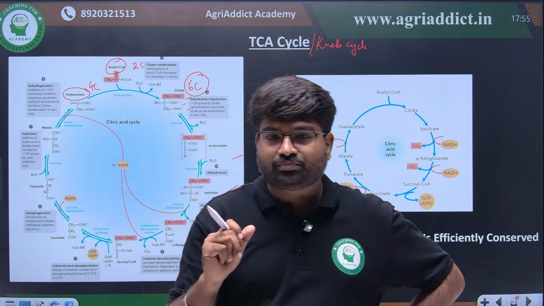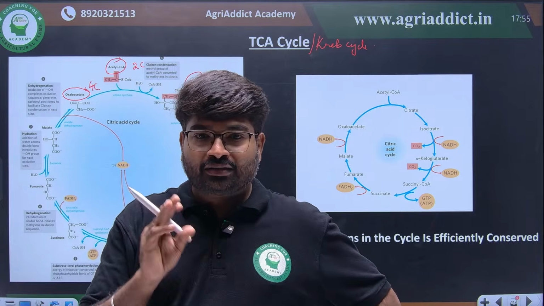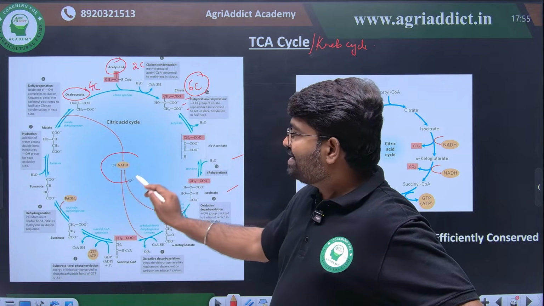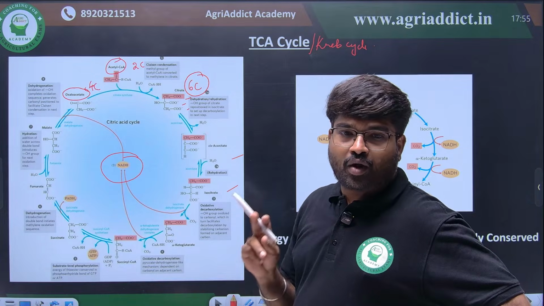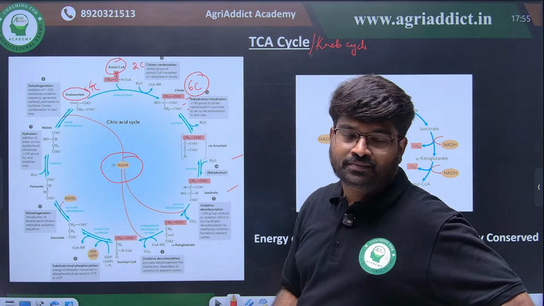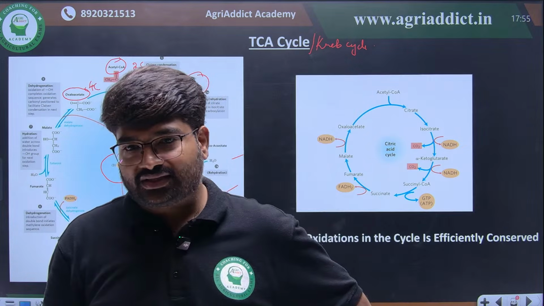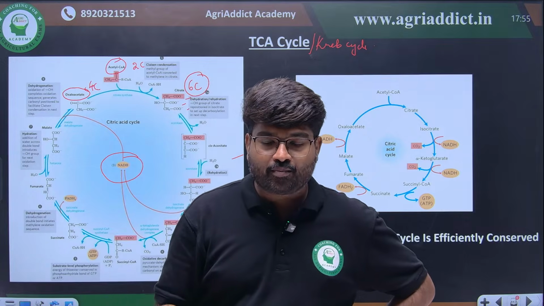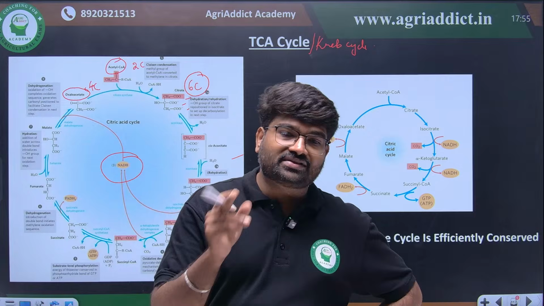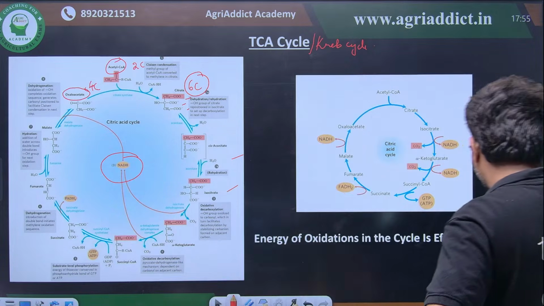Another most important thing: in each cycle of TCA, 3 molecules of NADH, 1 molecule of FADH2, and 1 molecule of ATP will be produced. That ATP will be produced by substrate level phosphorylation. This is also another important thing. The ATP produced in glycolysis is also by substrate level phosphorylation. I hope this is clear for everyone.